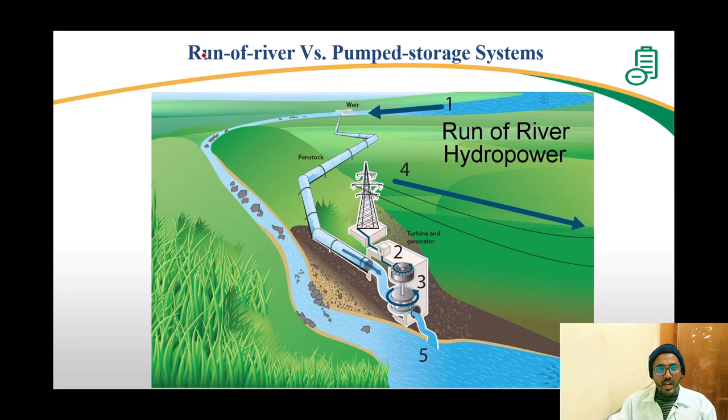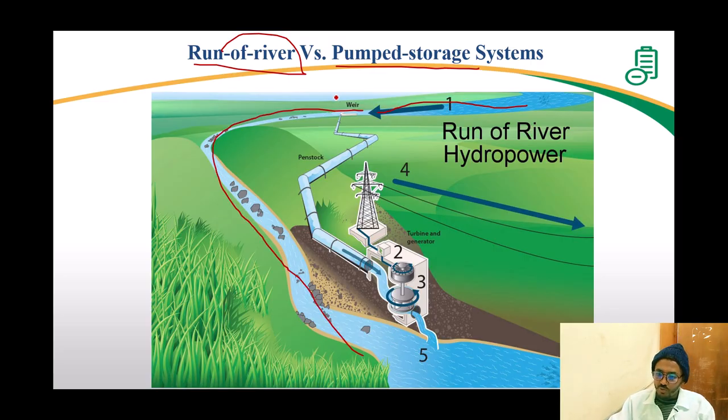And so now let's see the difference between runoff river and pumped storage system. So runoff river, as its name indicates, this one is the river, right? Runoff river, runoff. What we do is we try to create a wave here, and the water comes through this, and here we have the turbine, and here we have the transformer.